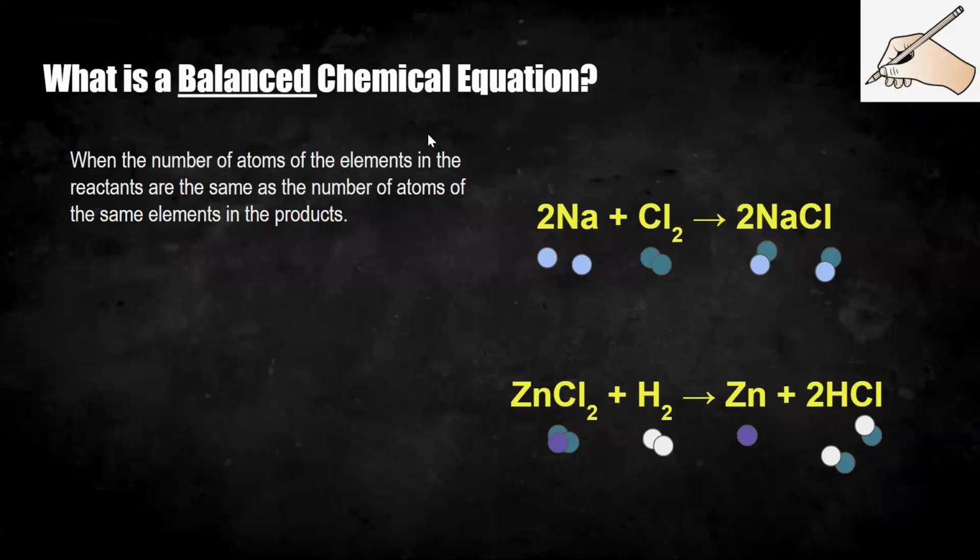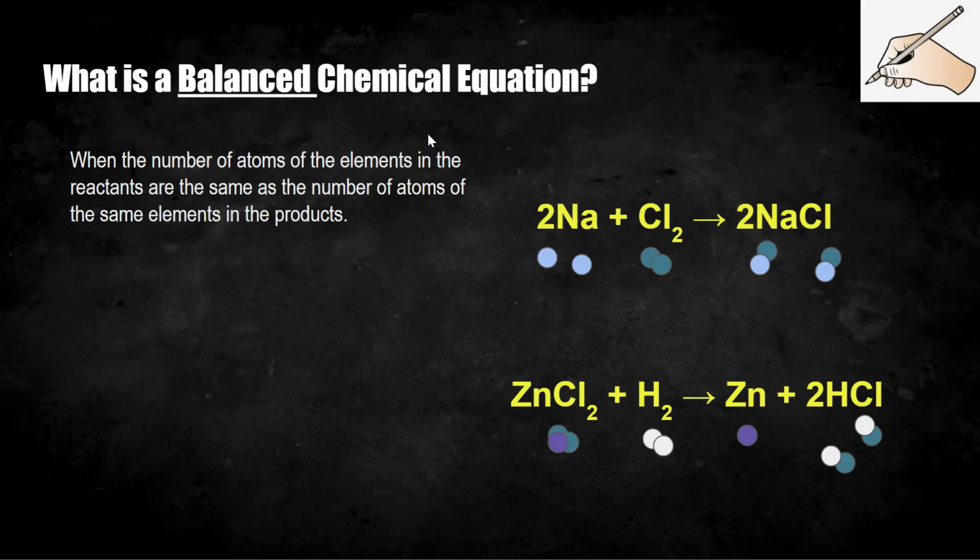So we've talked about what a chemical equation is. Now let's talk about what a balanced chemical equation is. A balanced chemical equation is when the number of atoms of the elements in the reactants are the same as the number of atoms of the same elements in the products.